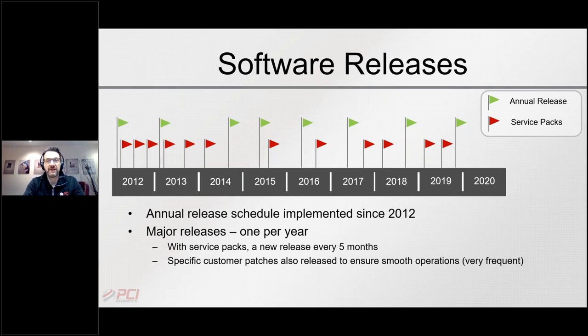You can see the green flags are the big annual releases where there's major new functionality introduced, and the red flags are the service packs, which can include customer fixes or bug fixes, but also include features, and many of our service packs include many, many features. So this release is very exciting, with a lot of new capability included. So let's get to it.